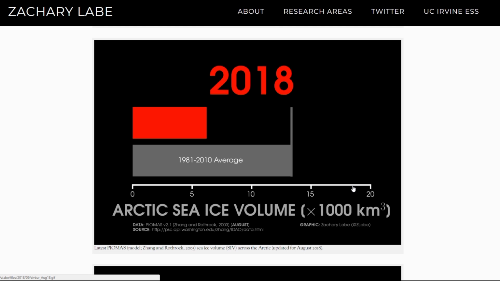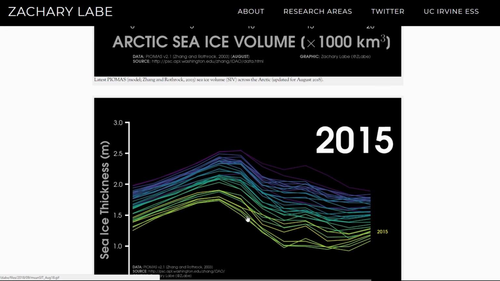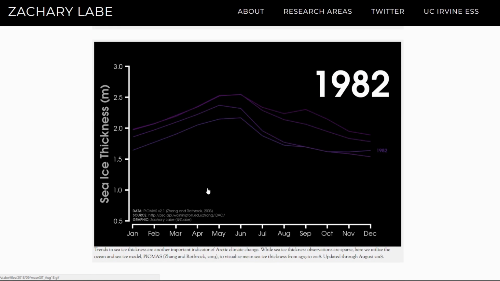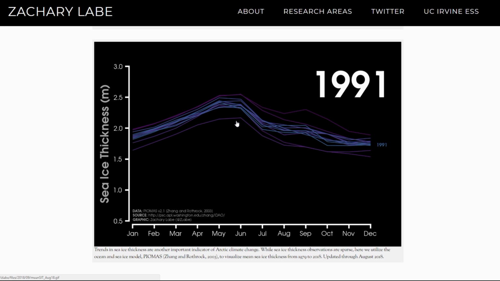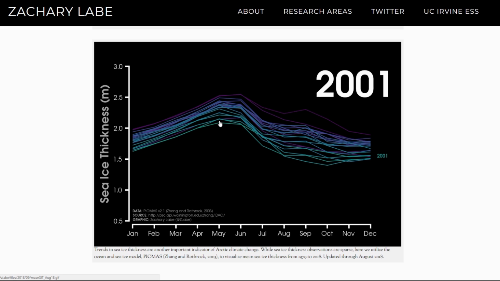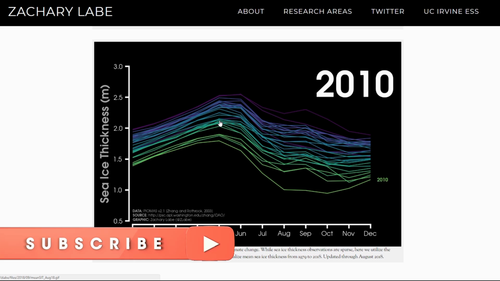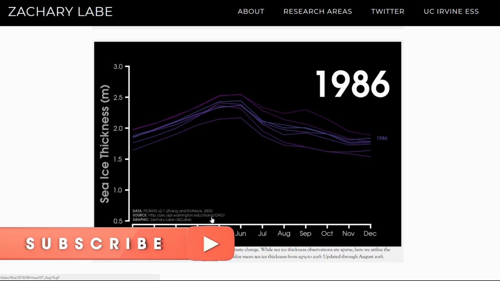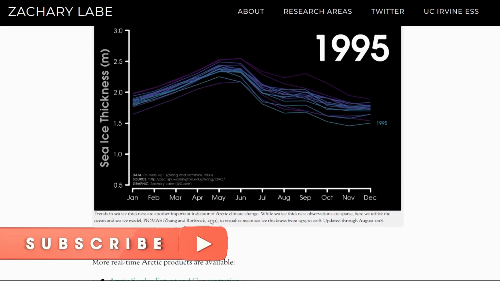Rapid decline. 2018. And this, I think, is probably one of the best graphs, which is the most telling. And this is sea ice thickness. So you can see there are variations. You're going to get year over year. Some years are going to be colder than others, but generally the downward trend is pretty obvious. I mean, it's not even debatable at all. The sea ice is definitely melting.